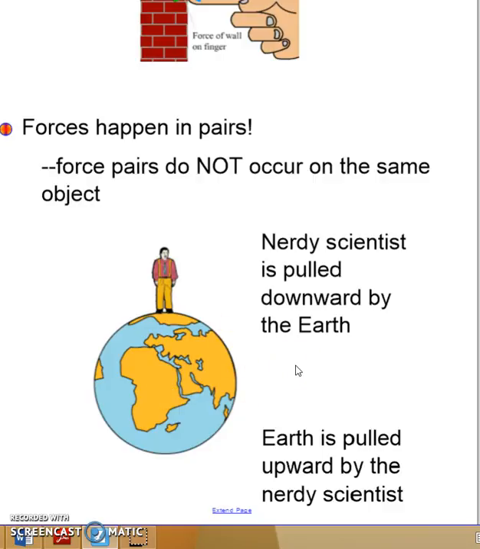So you might ask, well, why doesn't the Earth get pulled upwards then? Well, it does slightly, but the Earth is so much more massive you don't even notice it. But you definitely notice the force pulling you down. That's what gravity is all about. So gravity is a great example of an action-reaction force pair that we can talk about.